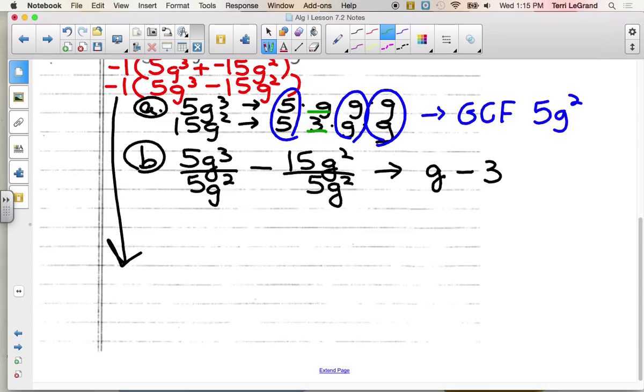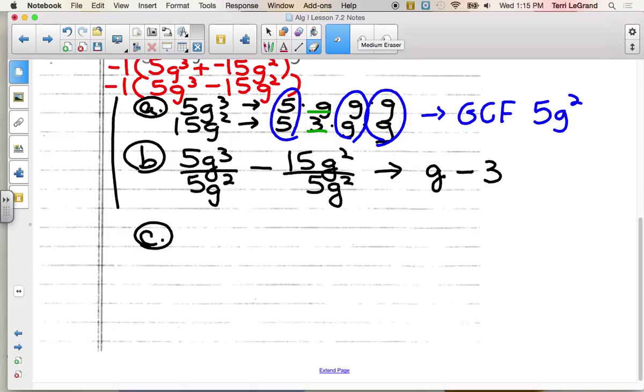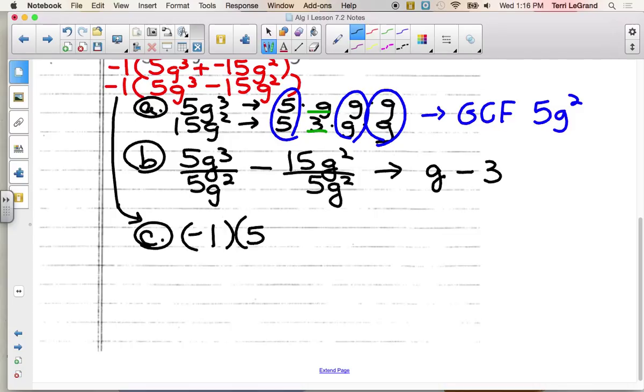So now I'm ready to go to step C. I made my arrow a little bit too long, so I'm going to shorten it up here. I'm going to say this has got to come right down here to this step C. I have a -1. I have a greatest common factor of 5g squared. And I have my other resulting factor after my division of g minus 3.